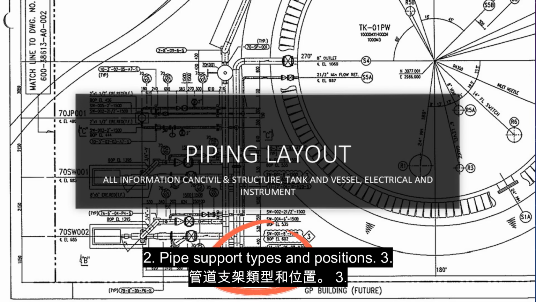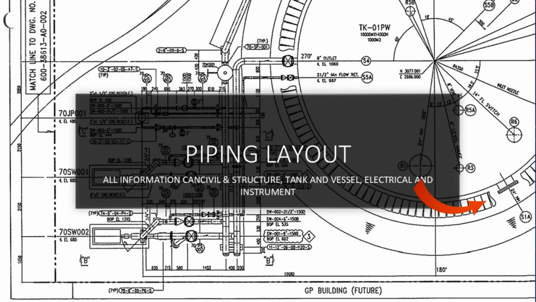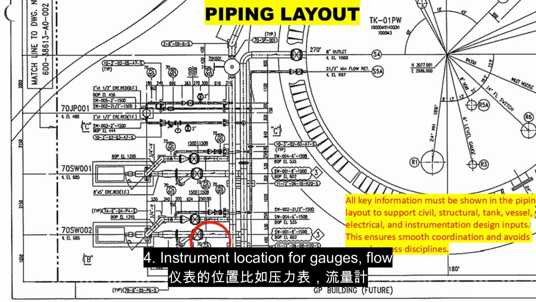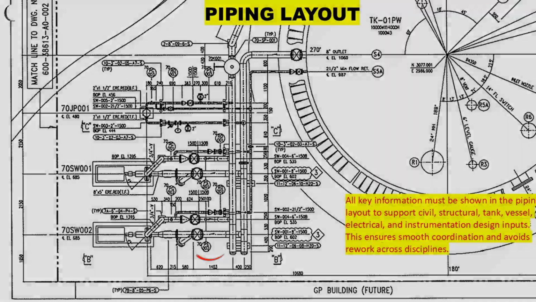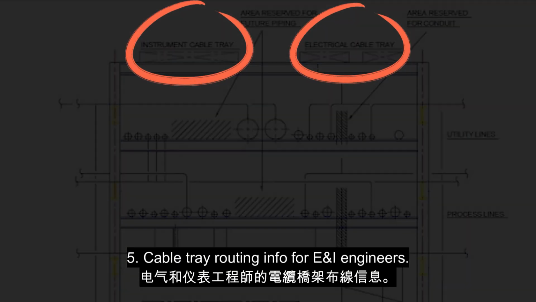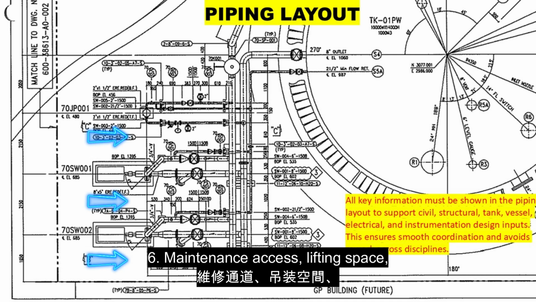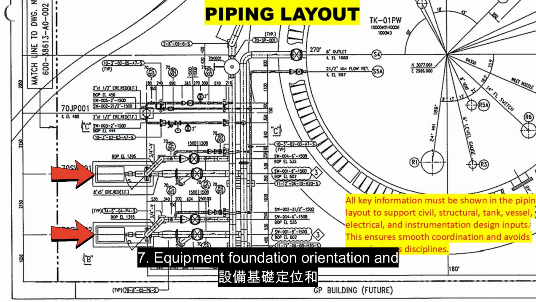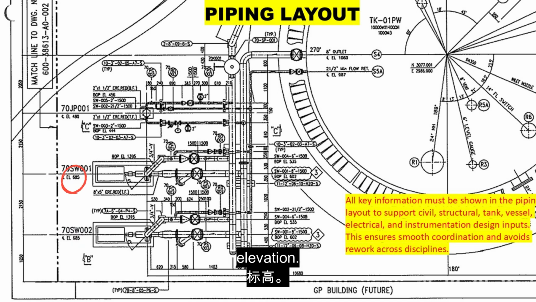2. Pipe support types and positions. 3. Orientation for platforms, ladders, and towers. 4. Instrument location for gauges, flow meters, etc. 5. Cable tray routing info for E&I engineers. 6. Maintenance access, lifting space, and walkways. 7. Equipment foundation orientation and elevation.